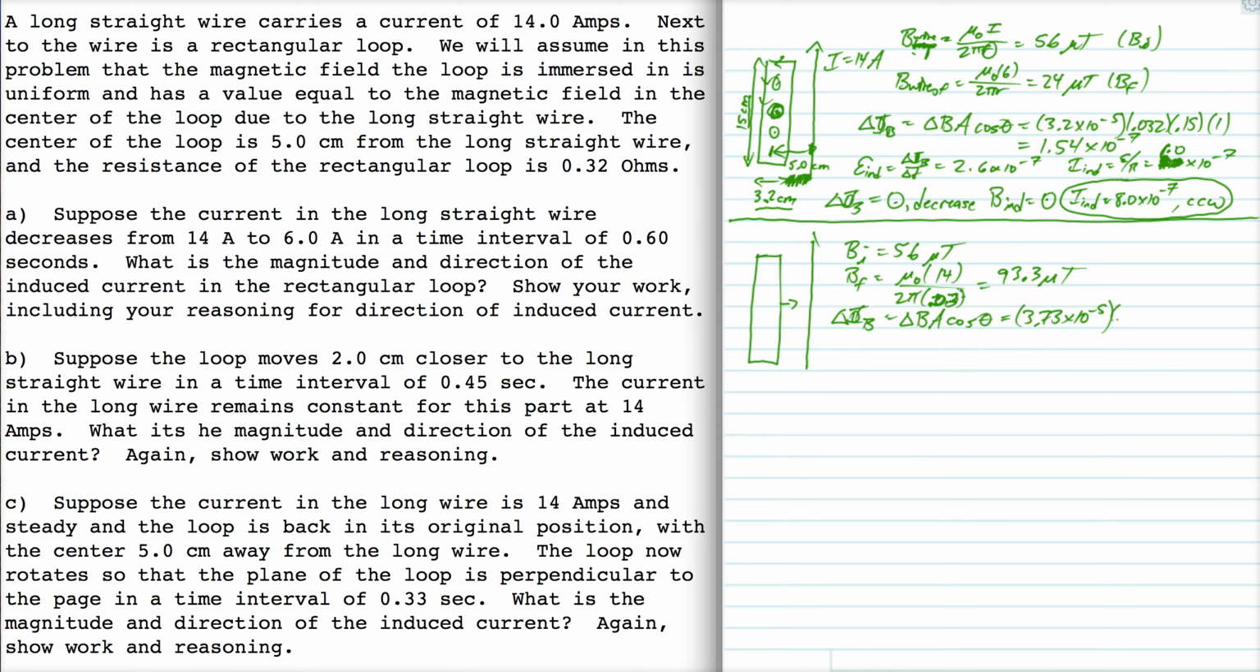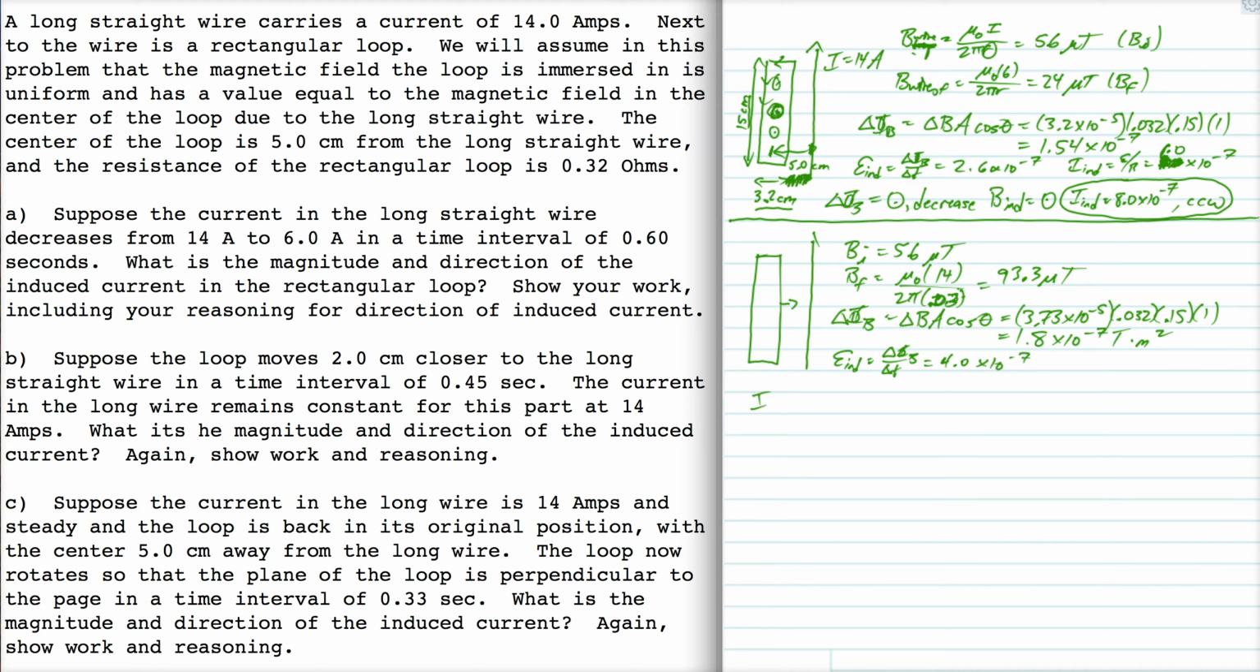And then we multiply by the area of the loop. Again, the cosine theta term is 1, so that gives us 1.8 times 10 to the minus 7. Sorry, that's not volts, that's the change in flux, Tesla meter squared. And so the induced EMF is delta phi B over delta t. So I just divide by the time interval, and this took 0.45 seconds, so that gives me 4.0 times 10 to the minus 7.